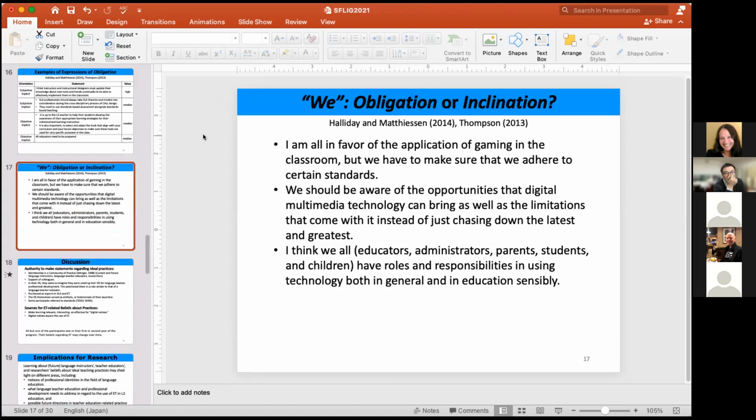I'll keep going. So a lot of the expressions were they would talk about teachers, they might use the third person, they, and suddenly it would switch to we. So I was wondering, is that obligation, inclination, or both? Or does it matter? I'm not sure. Oh, these are some examples. I am all in favor of the application of gaming in the classroom, but we have to make sure that we adhere to certain standards. So I don't know, maybe you can make an argument that it's both obligation and inclination.